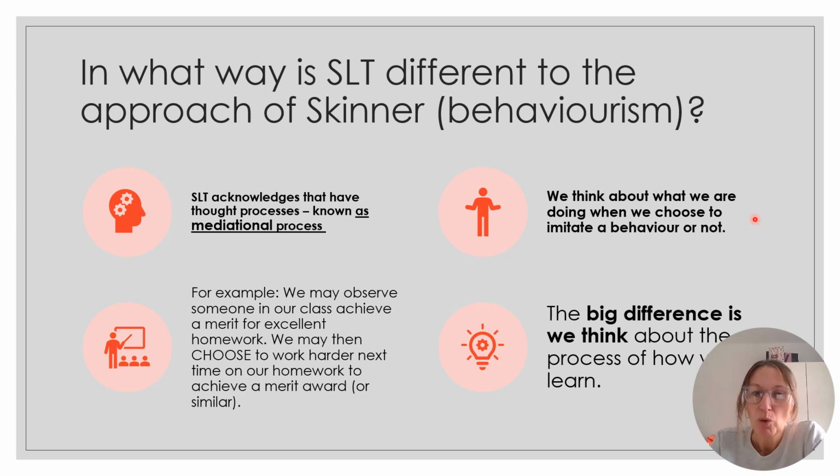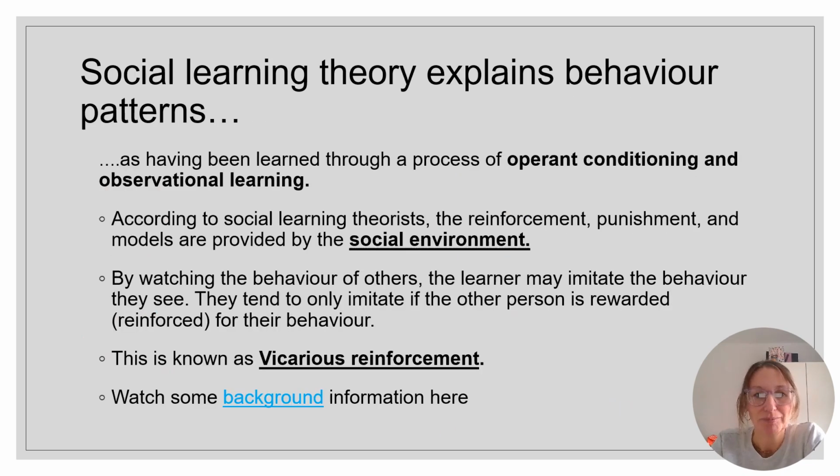We think about what we are doing and then we choose to imitate that behaviour. So it acknowledges that humans actually have this choice and control. For example, we may observe someone in our class achieve a merit for excellent homework. We may then choose to work harder next time on our homework to achieve a merit or similar. And the big difference is that we think about the process of how we learn.